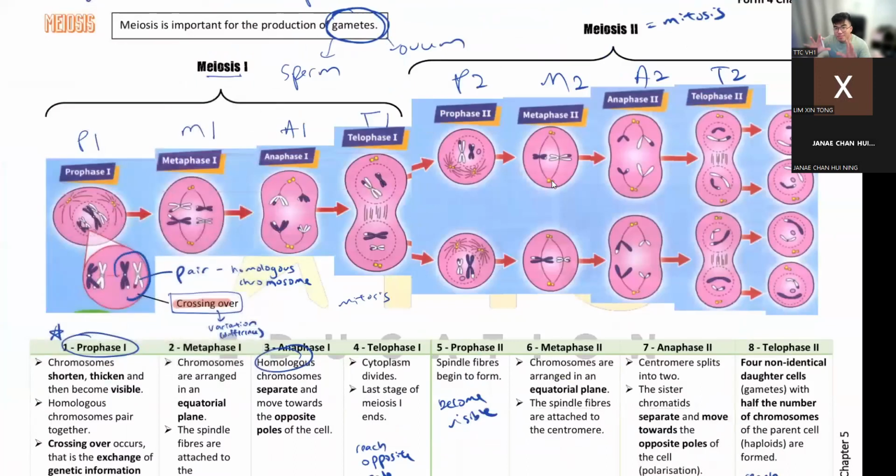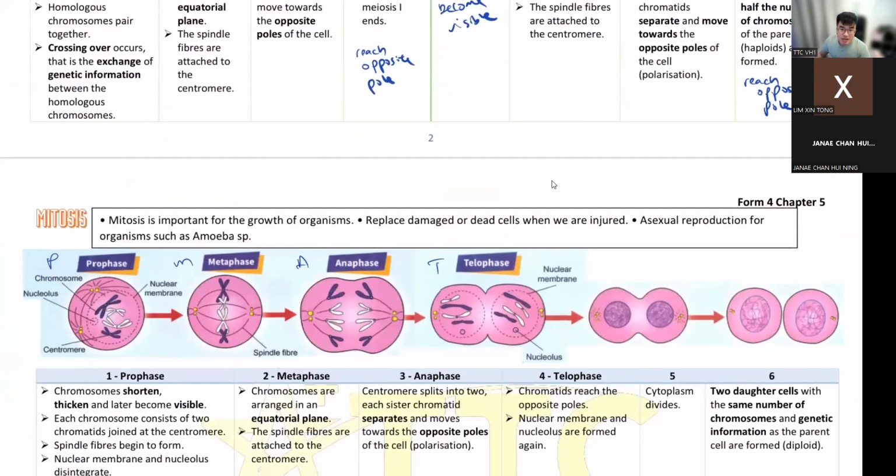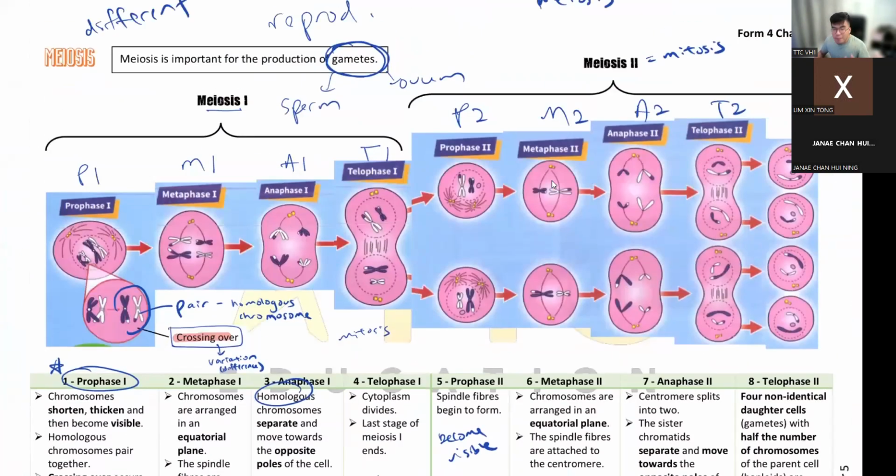But my main point, guys: mitosis is to create the same cell. Meiosis is to create different cells. Completely different. My sperm need to be all different. My ovum needs to be all different. Everything needs to be different. That is the difference. Okay?